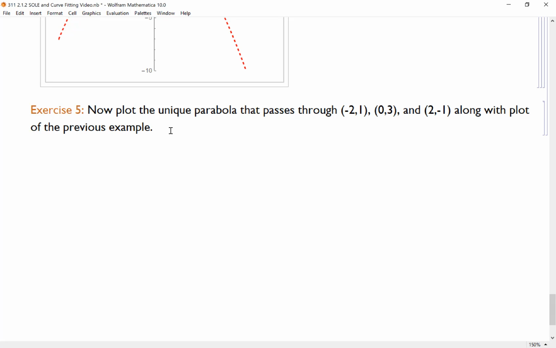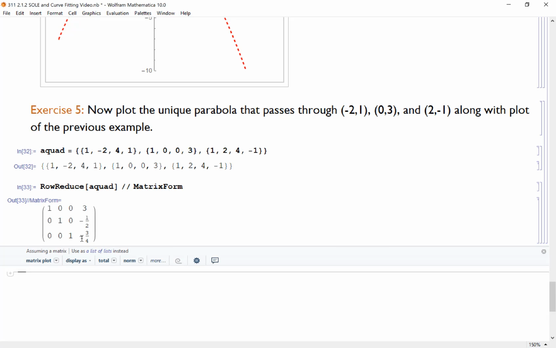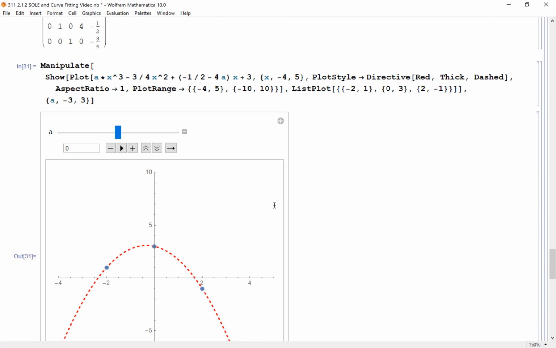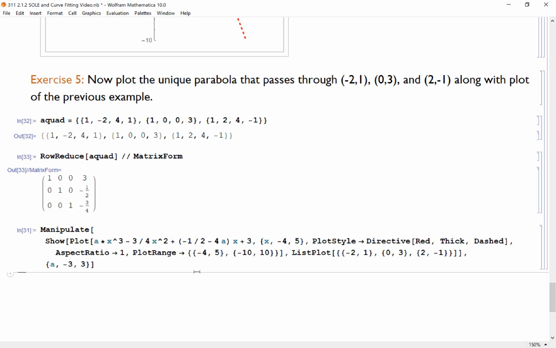So plot the unique parabola that passes through those 3 points. Okay, so let's call this a quad for our quadratic. And we're going to set it up the same way we've done the others to figure out what our unique polynomial is. And here we have it. So then we know that our unique quadratic that passes through these 3 points is going to be negative 3/4 x squared minus 1/2 x plus 3. I'm going to just copy my previous input, and I'm going to add in this new information.